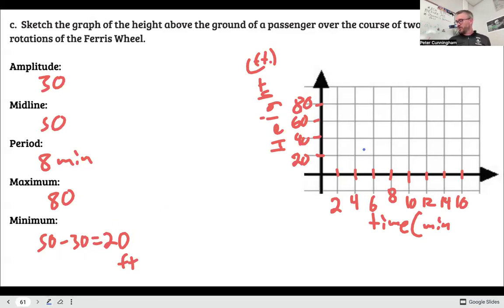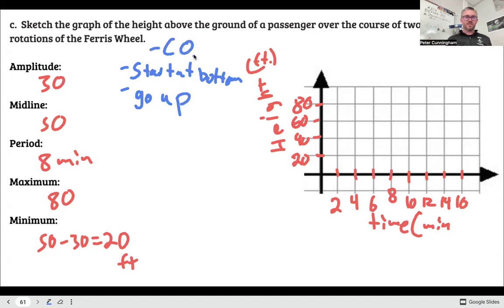But first of all, we're going to look at this negative cosine wave. This negative cosine wave means you're going to start at the bottom and go up, because it's negative cosine. So what was the bottom? We said it was 20 feet. So that's where we're going to start. Start at 20 feet. Then we go to the middle.